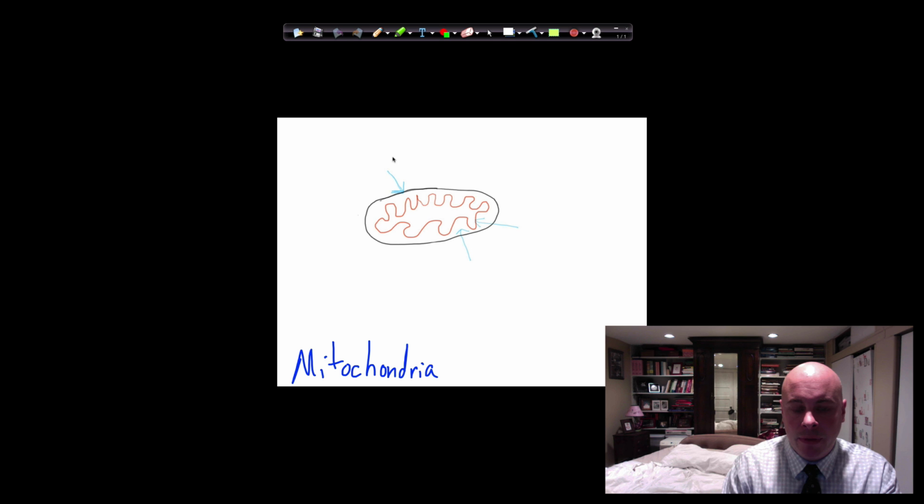But there are three parts to this that we need to be familiar with. The black line on the outside represents the outer membrane. This one here is the inner membrane, or the cristae. And here is the intermembrane space. So if you notice, the cristae is folded.